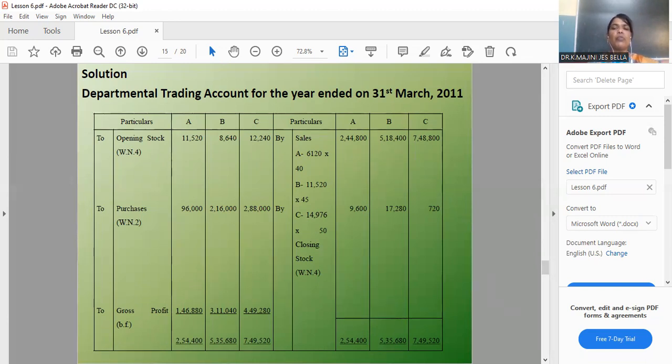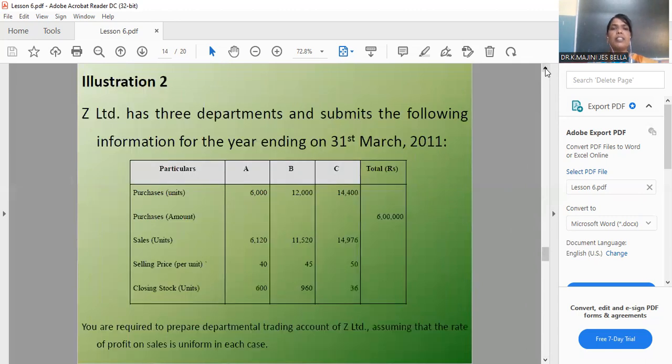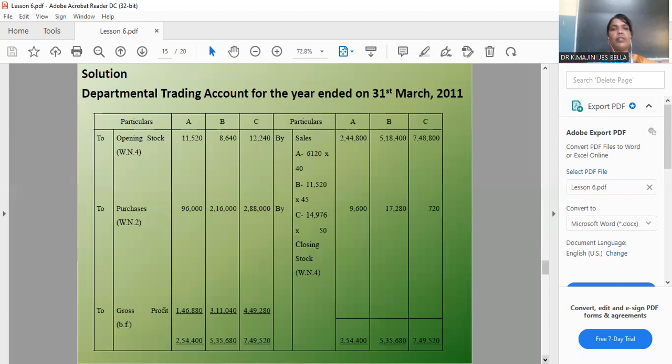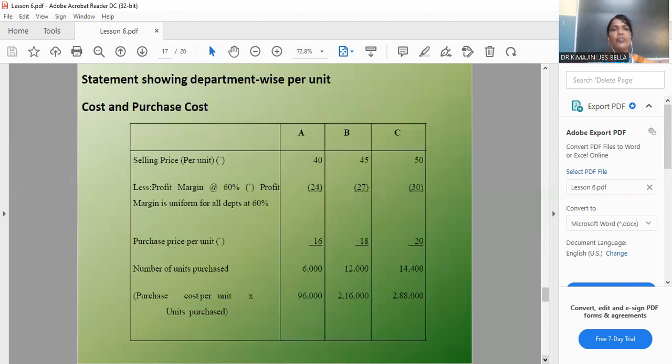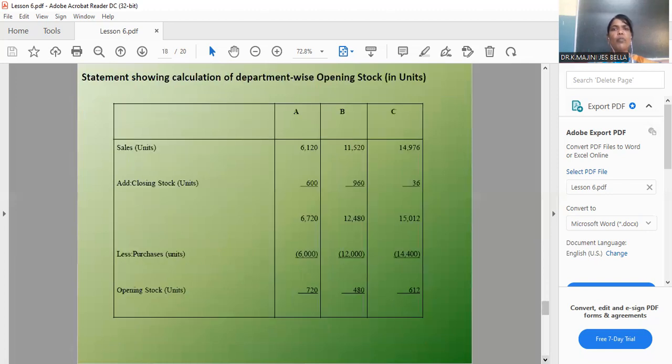Then we can move to the next part. First, we have to write the debit side: To opening stock. I have given some workings. See here in the question, they have given the purchase in units, sales in units, and the closing stock, right? But opening stock is not there. So we have to find out the opening stock.